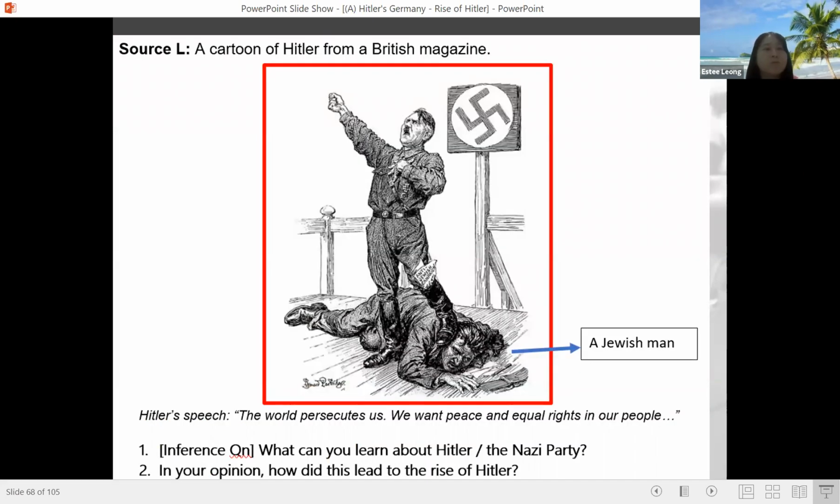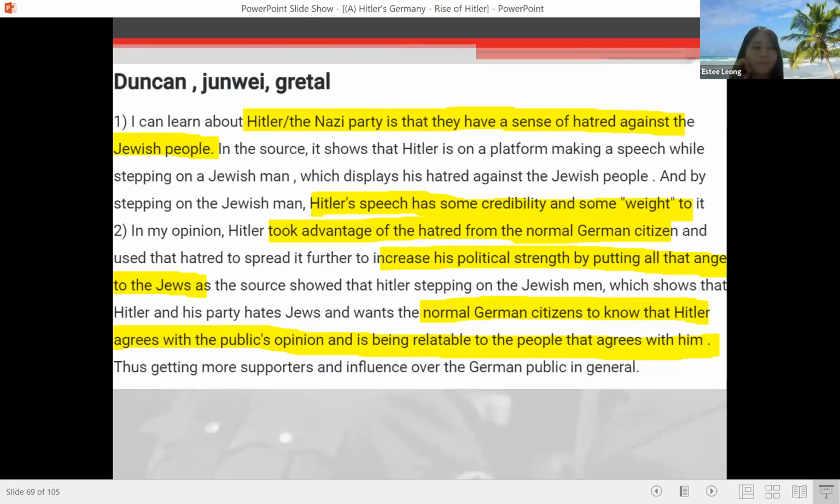So going back to one of the sources that we discussed in your group work, a cartoon of Hitler from a British magazine. At this point, you should already have all the sources with you. So you see Hitler there, right? He is making a speech: "The world persecutes us. We want peace and equal rights for our people," while at the same time he's stepping on a Jewish man. So this is what your classmates have mentioned: I can learn about Hitler and the Nazi party is that they have a sense of hatred against the Jewish people. Yes, correct.